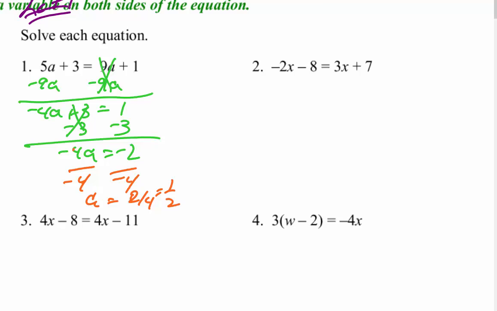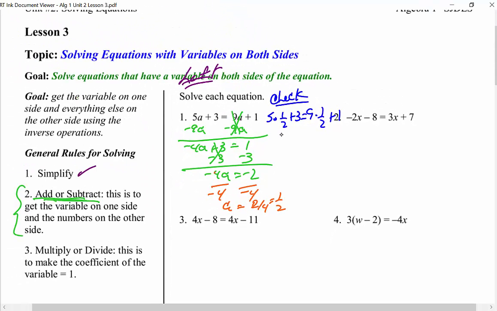And we check. So we do 5 times 1/2 plus 3 equals 9 times 1/2 plus 1. 5 times 1/2 is 5/2 plus 3 equals 9 times 1/2 is 9/2 plus 1. So I have to add on the left. So I'm going to put a 1 underneath the 3. So this is 5/2 plus. I have to have a common denominator. So I multiply top and bottom by 2.